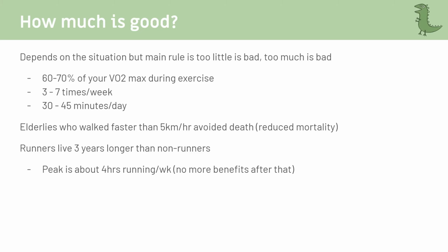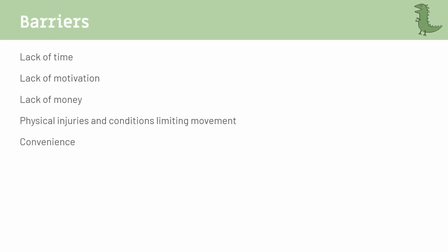Also, runners live 3 years longer than non-runners in general. And they say that the peak is about 4 hours of running a week. So if you run 6 hours a week, you'll still have the same benefits as those who run 4 hours a week, because it normally just plateaus.